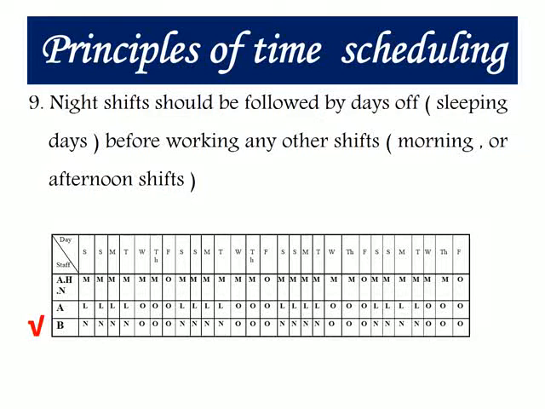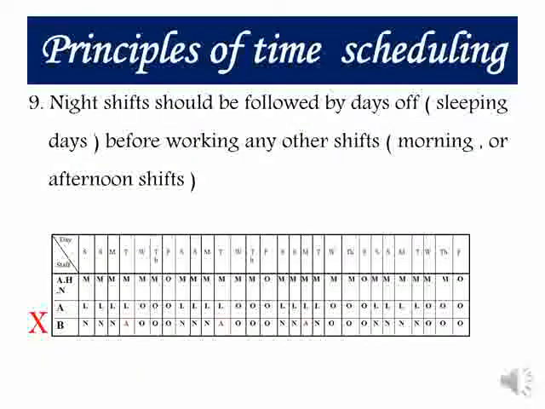There are two examples. The first is correct and the other is incorrect. The first example showing staff B works 4 night shifts then followed by 3 days off. Second example regarding staff B works 3 night days followed by afternoon, and this is incorrect.